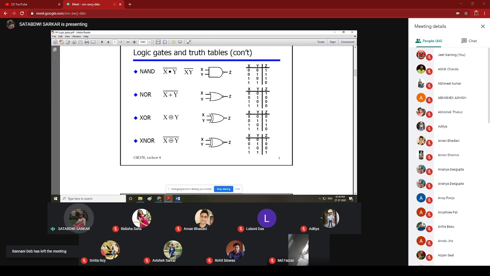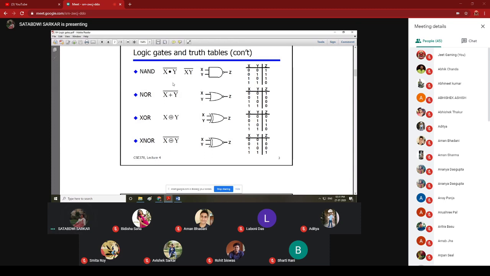Now the value of x is 1 and the value of y is 0. If we do the AND operation, the output is 1 into 0, that is 0. And the complement of 0 is again 1. Now if we have 1 1 for x and y, then 1 into 1 is 1. The complement of 1 is 0. So we have 0 as the z output. So this is the NAND operation, that is the complement of AND.